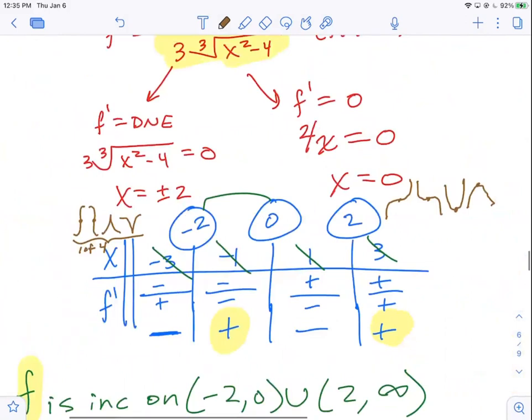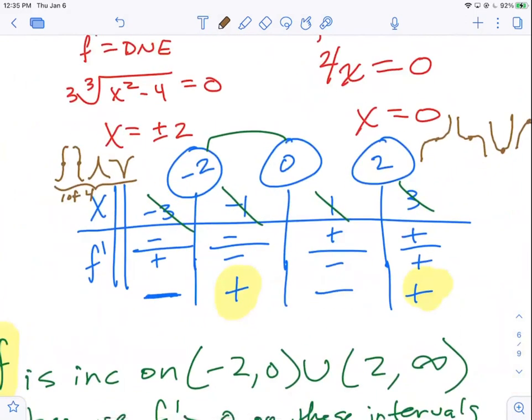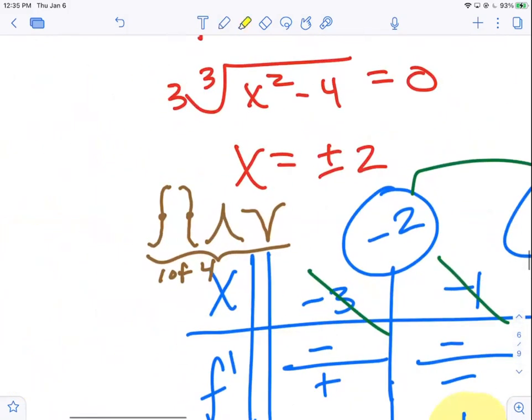So how are we going to know which it is? There's a number line chart, right? So when something goes from negative to positive derivative-wise, the function goes from decreasing to increasing. So which of these four is that one?